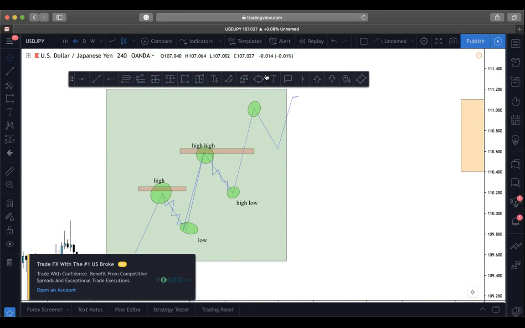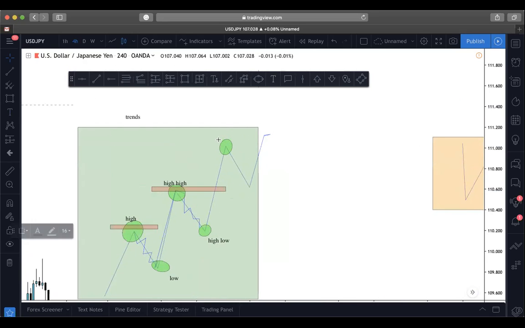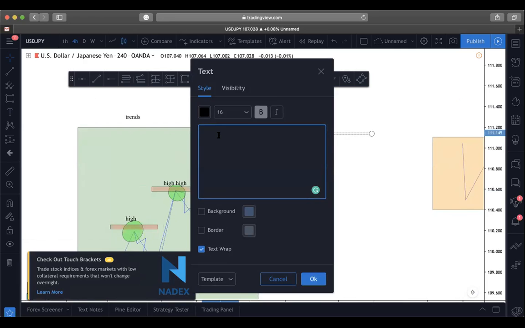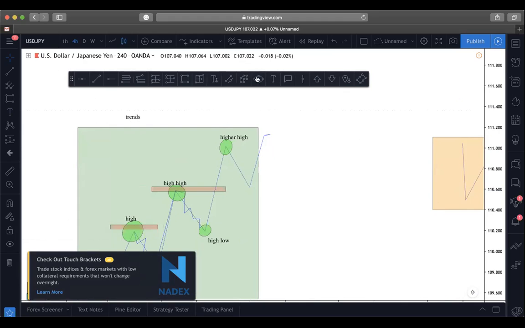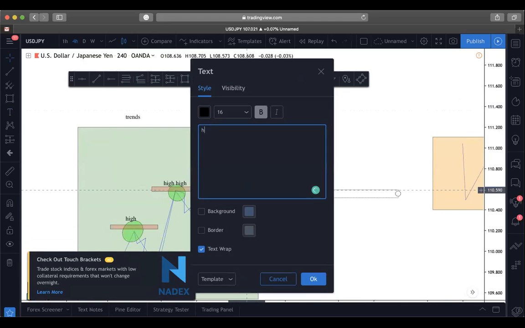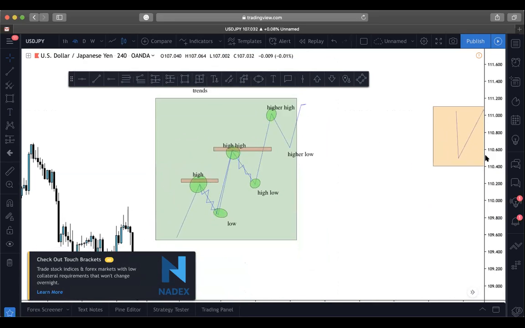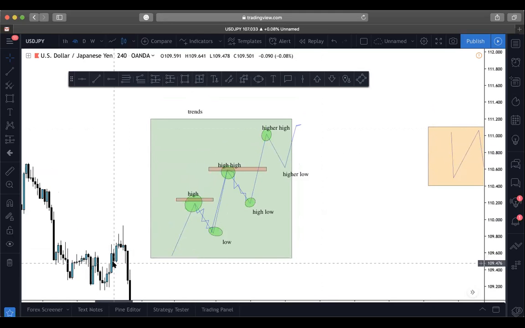And then that's basically what an uptrend is. Uptrend is higher highs and higher lows. When the market is making higher highs and the market is making higher lows, then we know it's in an uptrend, right? So I'm going to just screenshot this so they can have that saved, right?